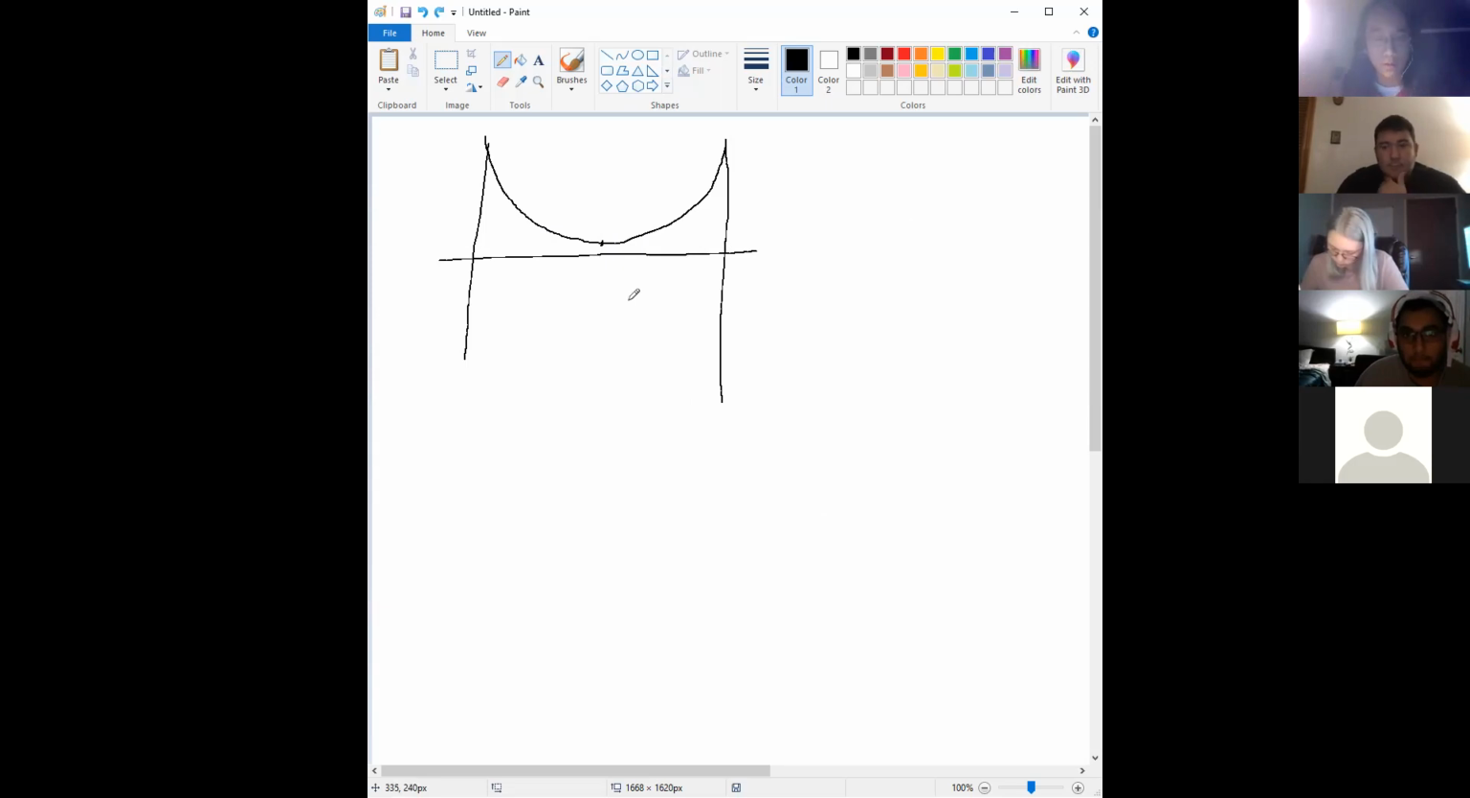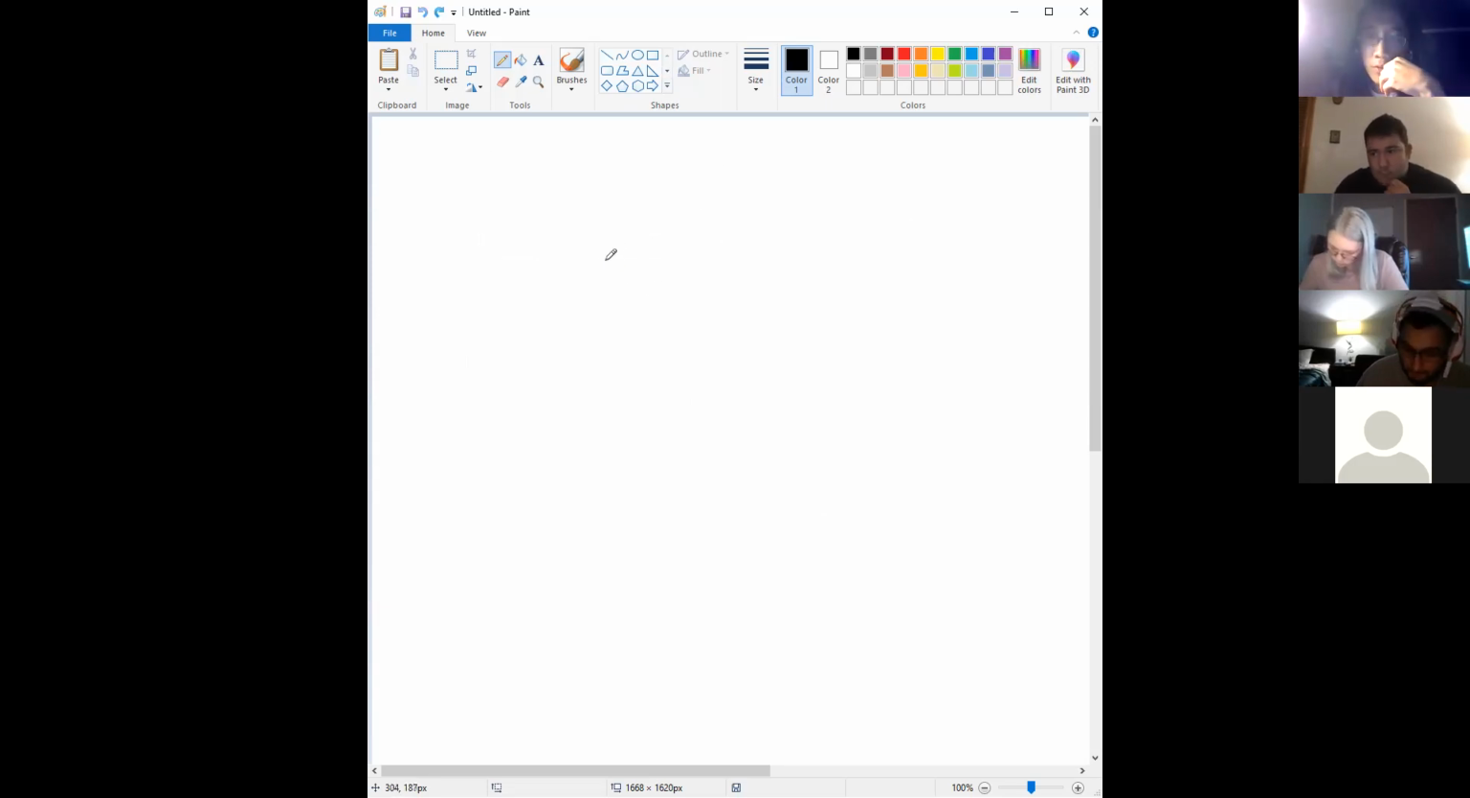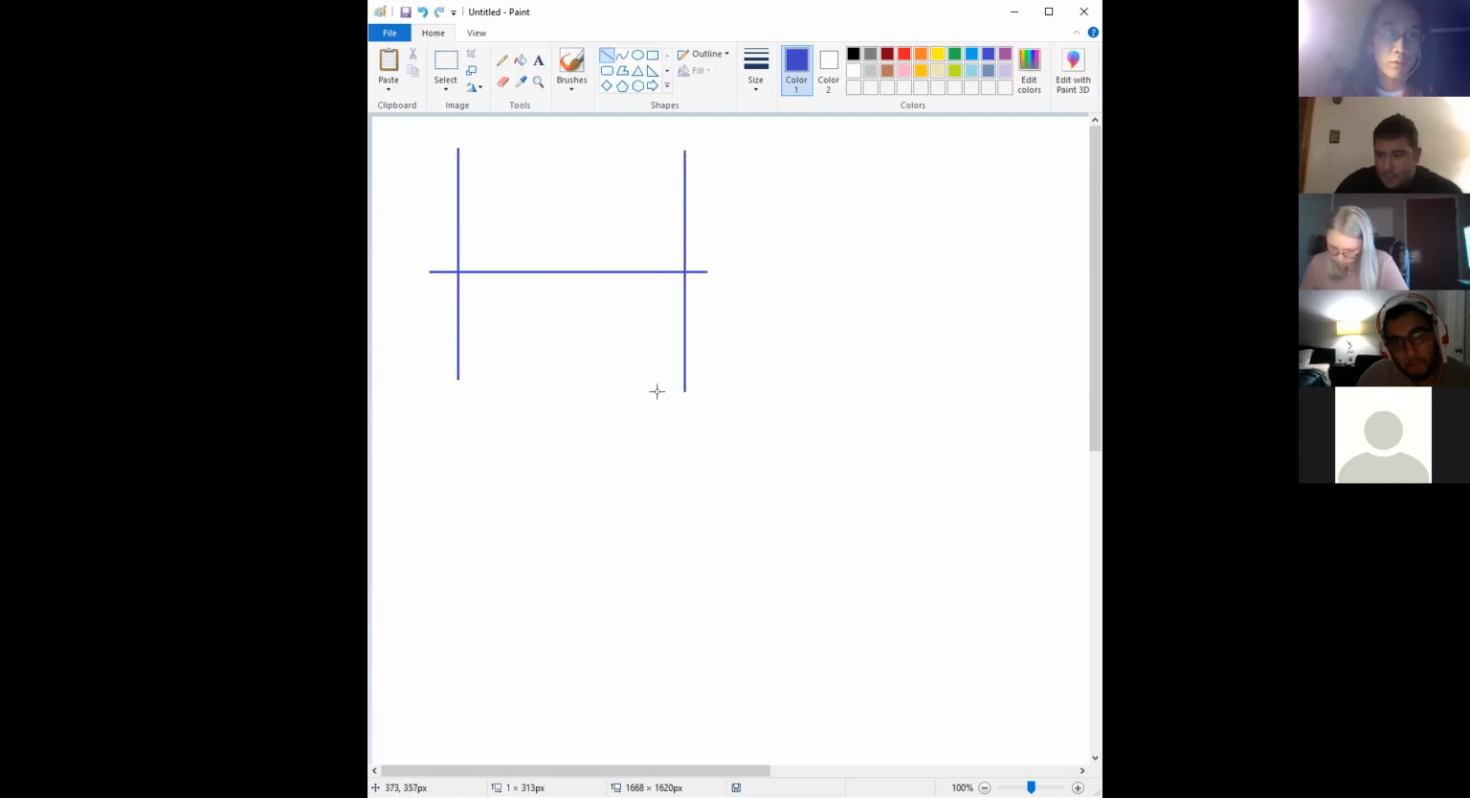All right, so we're just gonna go over this bridge real quick. I'm gonna draw in blue. So we have a bridge, and then we have the thingy in red. That's our cable that's holding our bridge. If you think about it, there's a bunch of cables holding this bridge together.